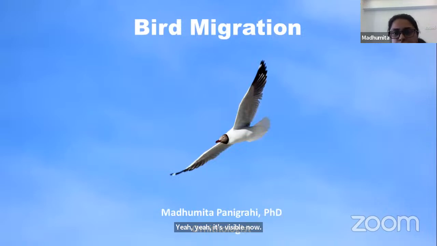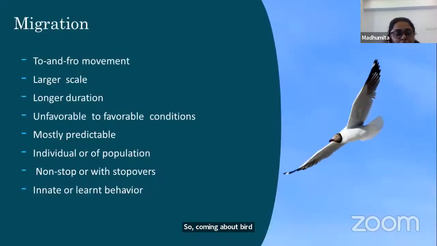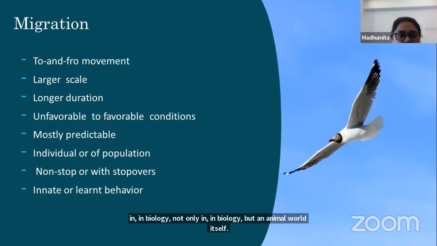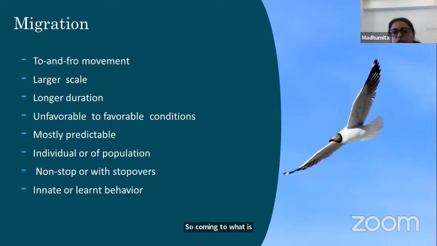So, coming to bird migration, it's one of the most interesting topics in avian biology, not only in avian biology but in the animal world itself. So, what is migration? It is a to and fro movement of a bird; in this case, we are talking only about birds. A to and fro movement from one place to another, from place A to B, or from several places. It's a large scale movement; we mostly talk about migration from the perspective of very large scale migration.